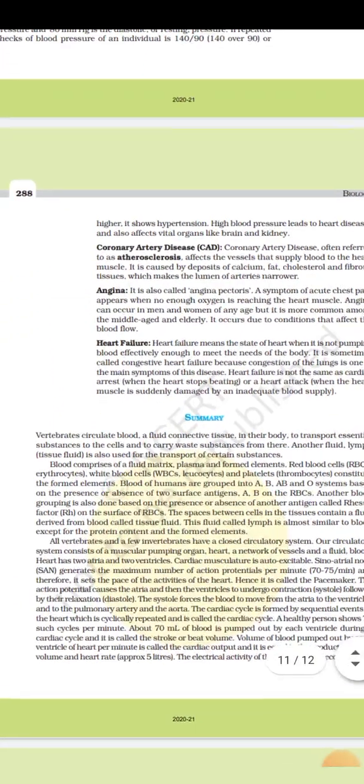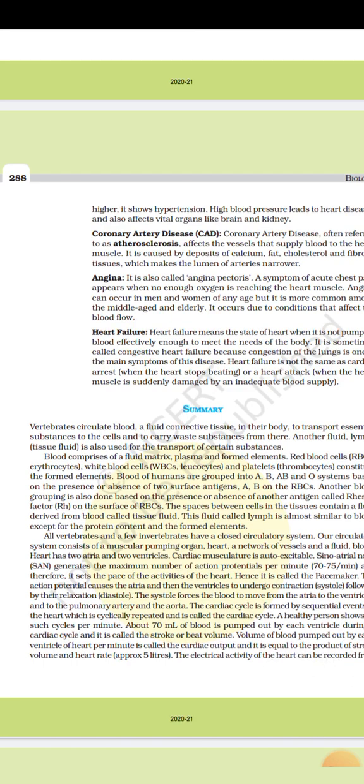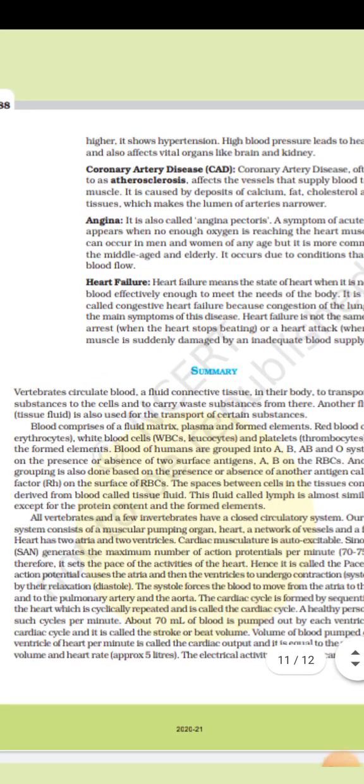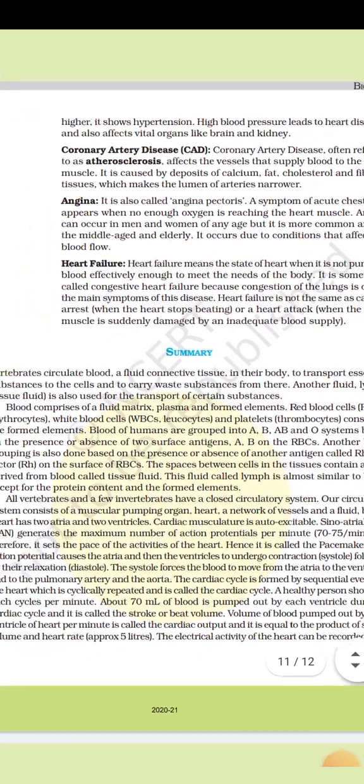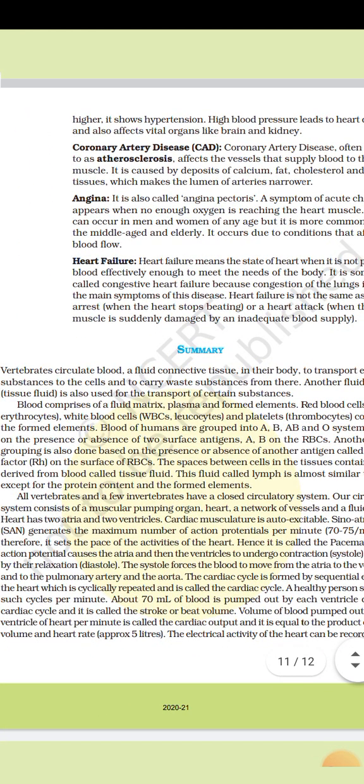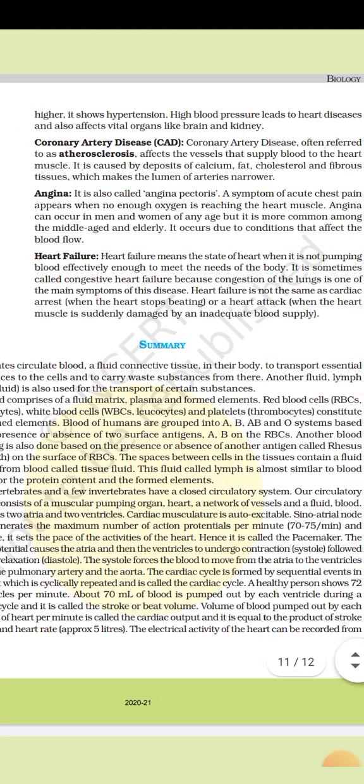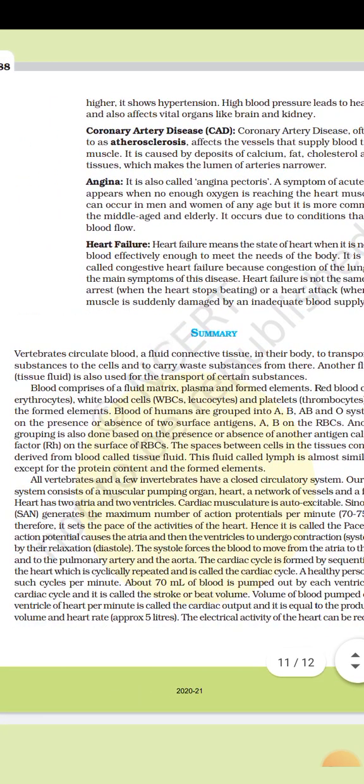Summary. Vertebrates circulate blood, a fluid connective tissue, in their body to transport essential substances to the cells and to carry waste substances away from them. Another fluid, lymph or tissue fluid, is also used for transport of certain substances.